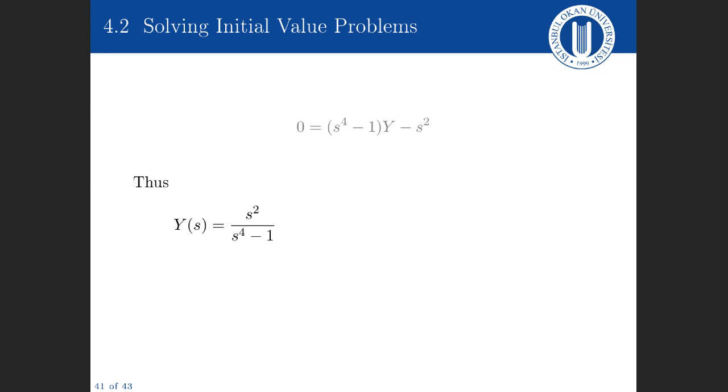And we need to use partial fractions, because the bottom is the same as s squared minus 1 times s squared plus 1. We use partial fractions on this, and I'll leave this for you to check. We get a half over s squared minus 1 plus a half over s squared plus 1.